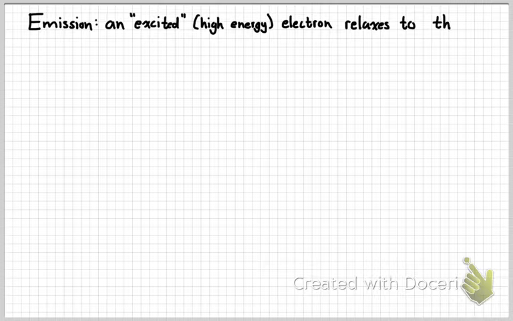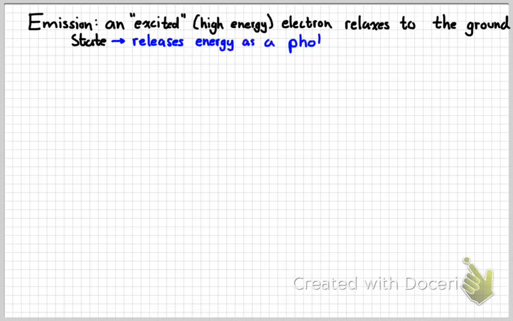Let's look at some emission. Emission is caused by an excited or high energy electron relaxing, or losing energy, to the ground state. In the process, it releases energy as a photon. Kind of like something that's moving really fast can lose energy to heat. Electrons can't lose energy to heat, they lose it to photons of light.